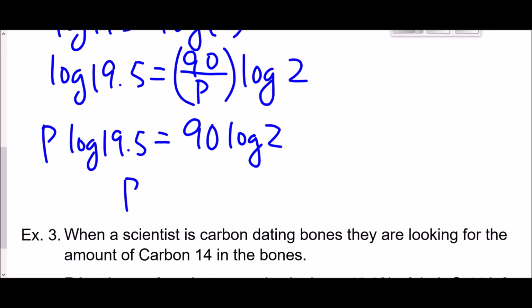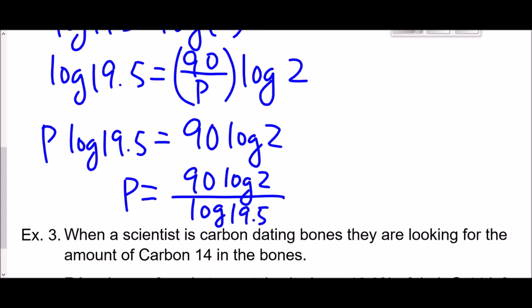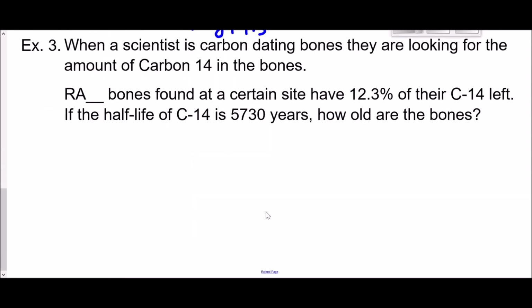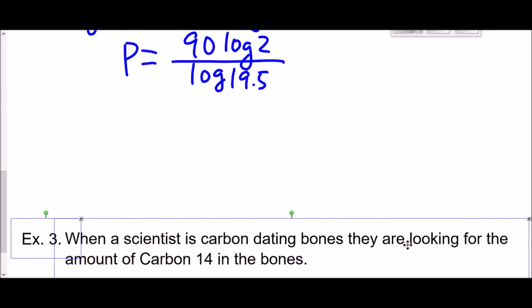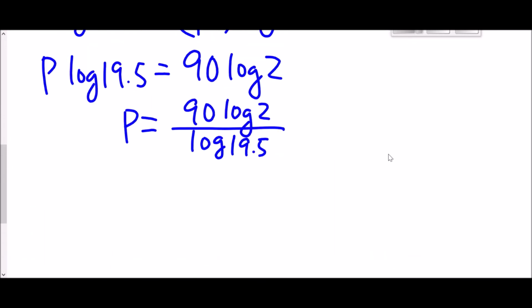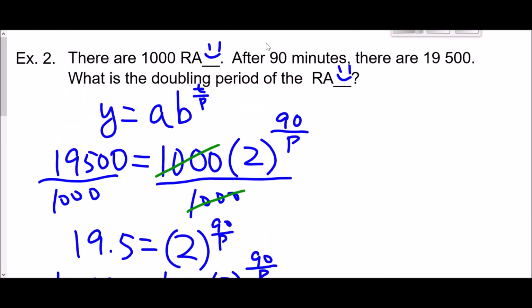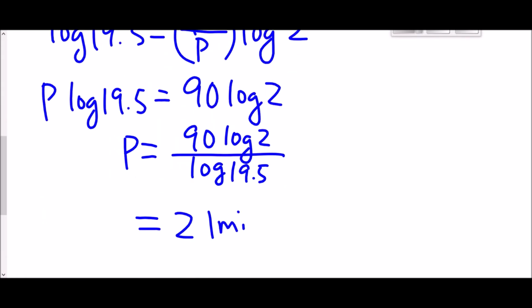So divide both sides by log 19.5. So on the right hand side, 90 times log 2 divided by log 19.5. Now if you do that on your calculator, in this case the question did not talk about rounding, so let's just round it to the nearest whole number. So that means the time is 21. 21 of what? Because this is a whole number, that's why I round my answer to the nearest whole number, minutes. So that means it would take 21 minutes to double the amount.